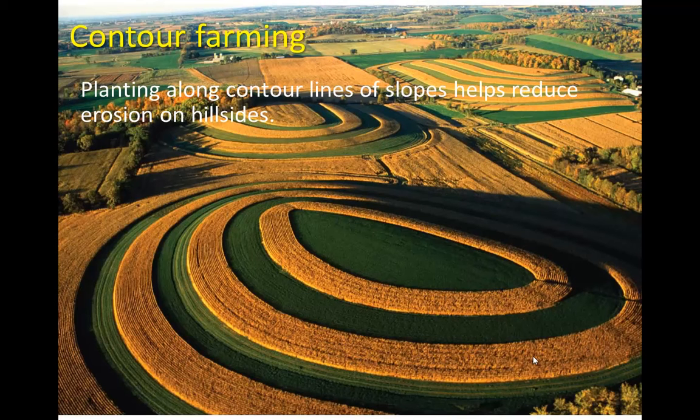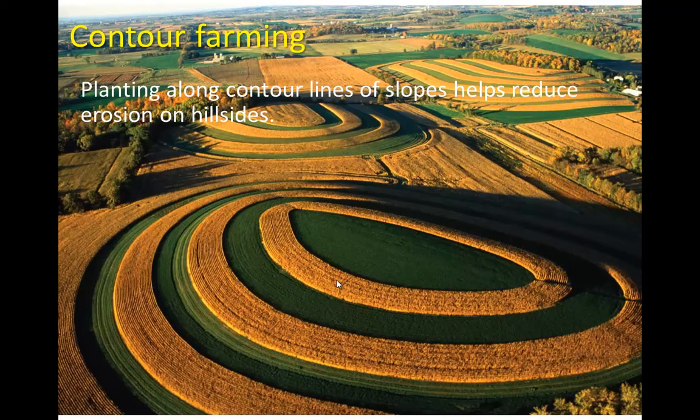So let me just give you an example. At the top of this little hillside, water that hits here is going to want to flow down. But because of the way that we have these rows laid, the water is going to hit here and get slowed down. It might even slow down to a point where it's able to infiltrate back into the soil, which is a good thing.